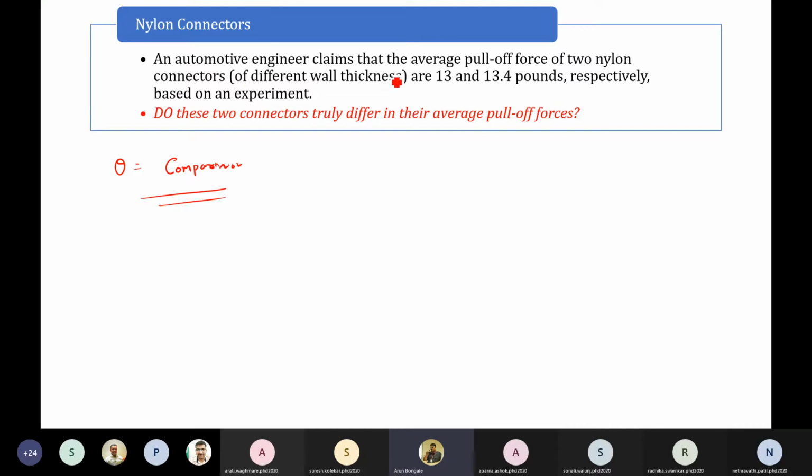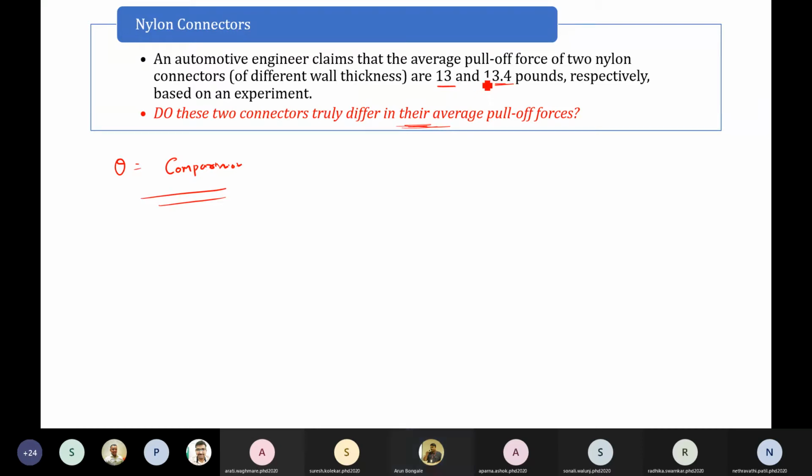An automotive engineer claims that the average pull-off forces of two nylon connectors of different wall thickness are 13 and 13.4 pounds respectively, based on an experiment. Do these connectors truly differ in their average pull-off forces, right? You need to verify the claim, meaning it is not 13 and 13.4 precisely here. So I need to check whether the pull-off forces of the two different connectors are equal or not, okay? I am not going to check whether it is equal to 13 and 13.4, right? It is just a result of an experiment, okay?